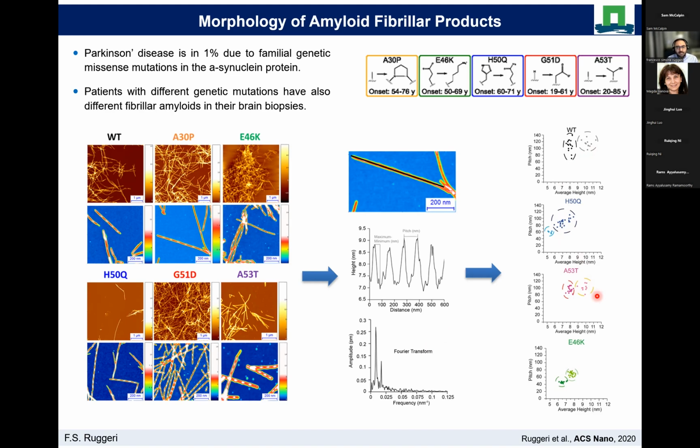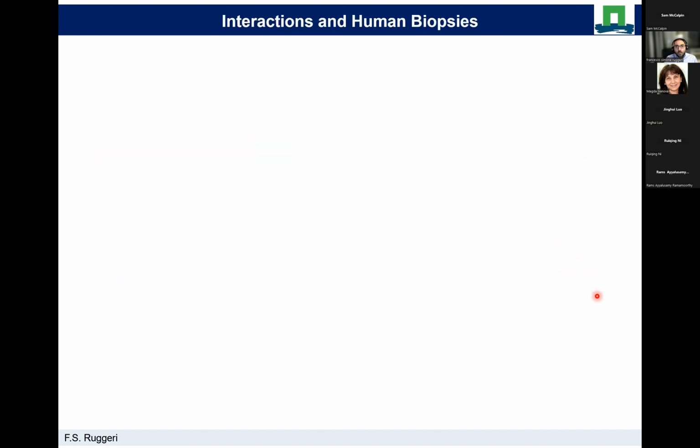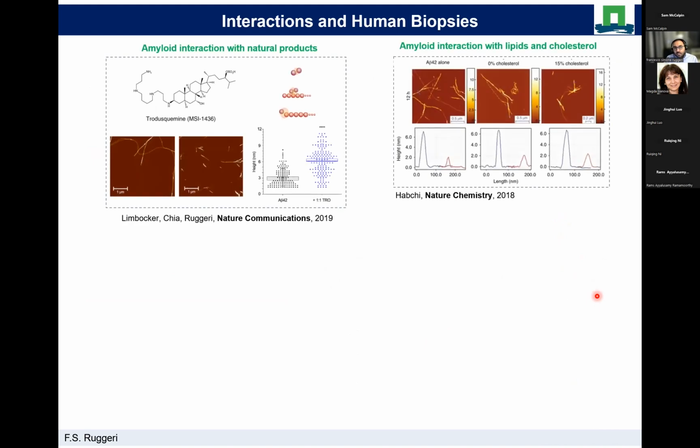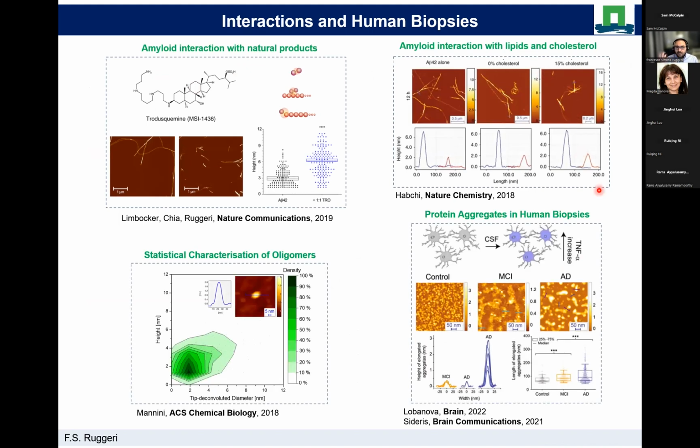And in the article that I don't show you here, we relate this to the different ThT kinetics and microscopic steps, such as primary and secondary nucleation, that can happen for each mutation. Moreover, we have used this to study the interaction of amyloids with natural products or with lipids and cholesterol, as well as using this high-resolution approach to study oligomers in vitro, but also in human biopsies, such as brain, CSF, and blood, in a series of latest publications we had.